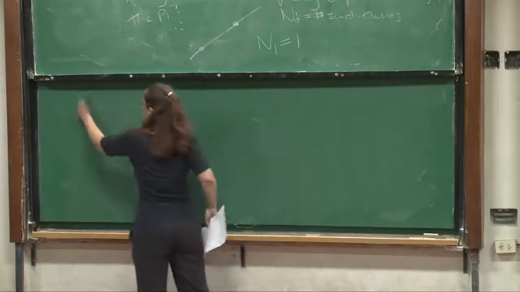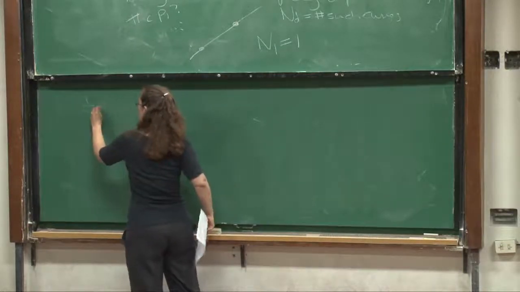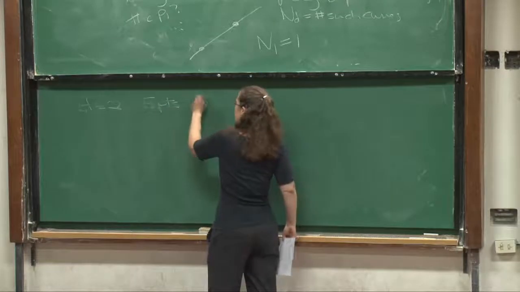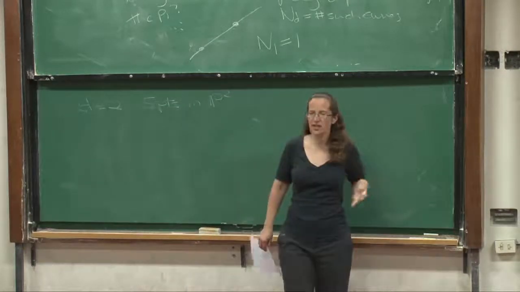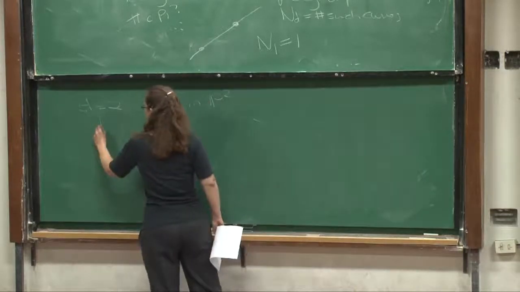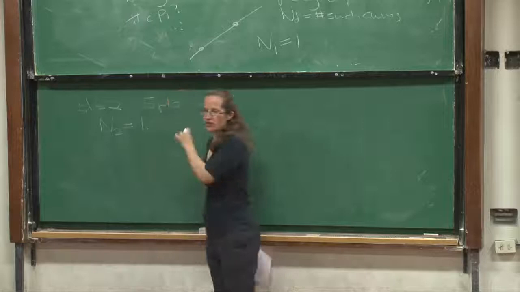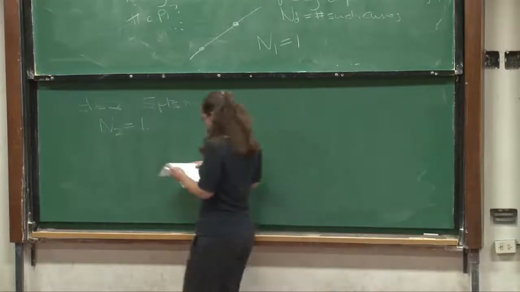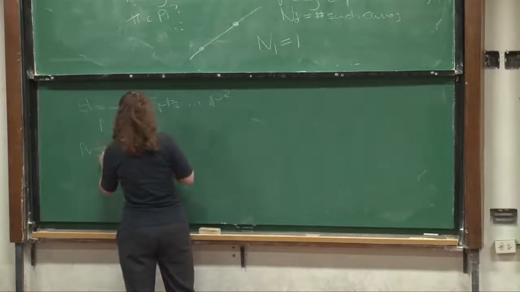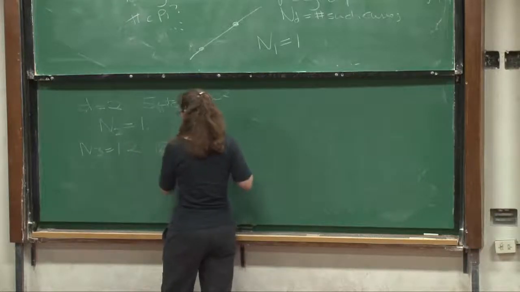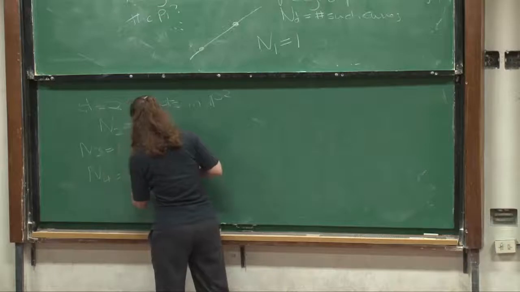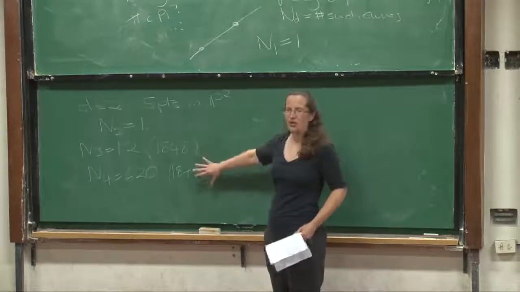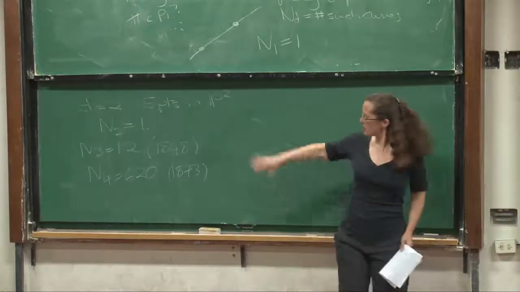We also should all know that if D is 2, I now have 3 times 2 minus 1, so 5 points in the plane in general position, and now we expect there to be a unique conic. So N_2 is also 1. So the first is trivial, the second is an easy exercise. The next cases are 19th century: N_3 is 12, this is by Steiner in 1848. N_4 is 620, about 1873. And that's where it stopped for 100 years.